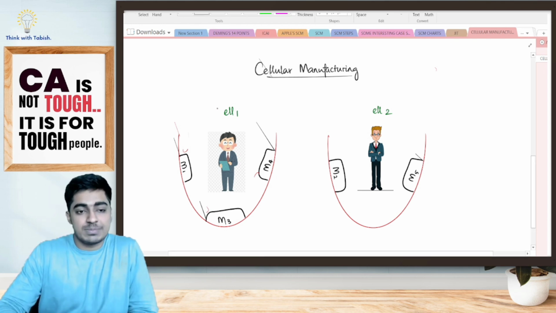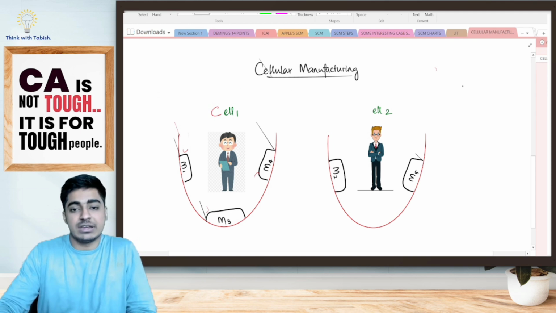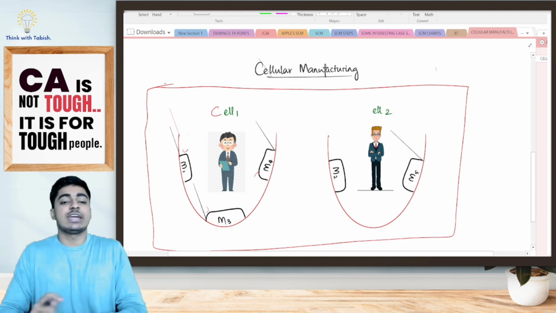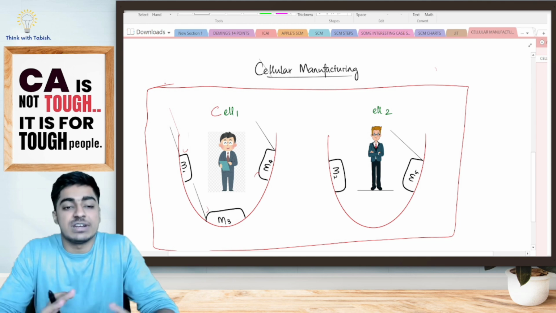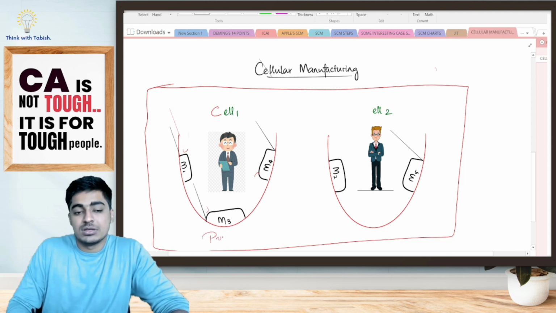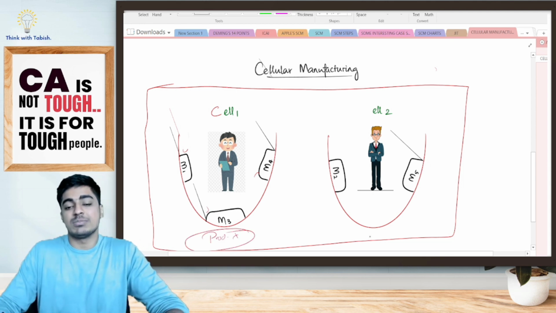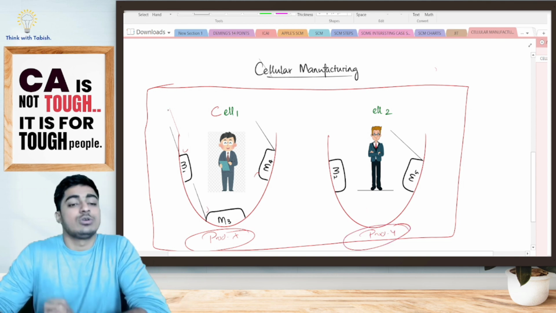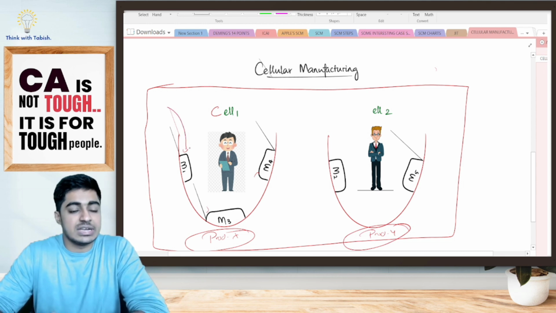So what is going to happen? Say for example, this is my factory now. I have bifurcated my factory in the form of 2 different cells. In cell number 1, I am producing my first product X. In cell number 2, I am producing my second product Y. Now, what is going to happen? Raw material to produce the first product will directly come here.